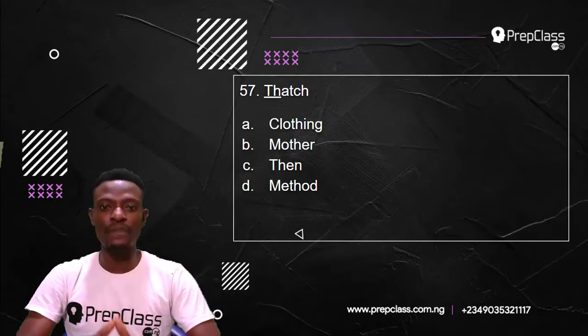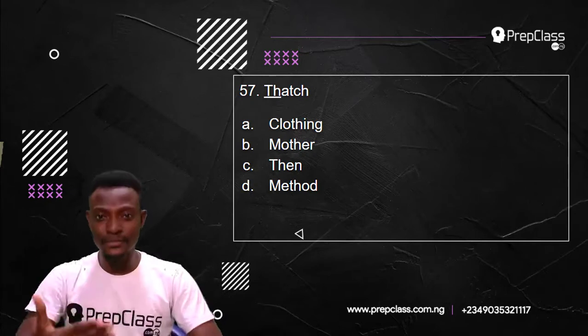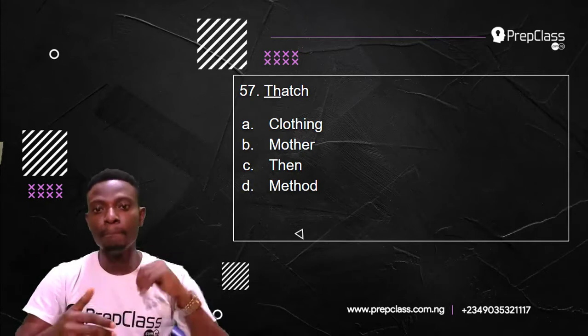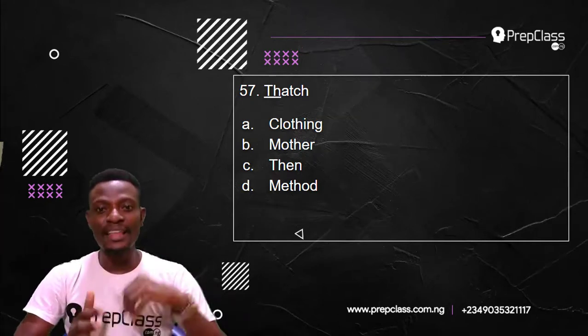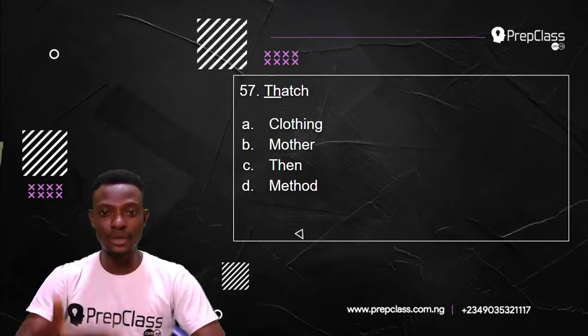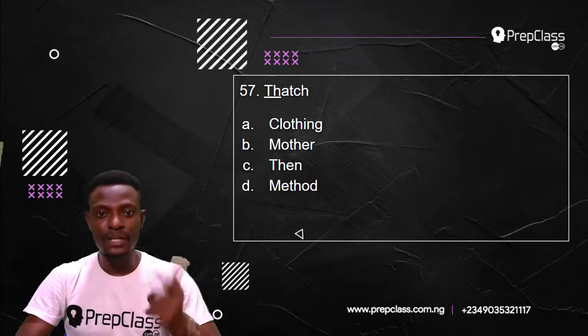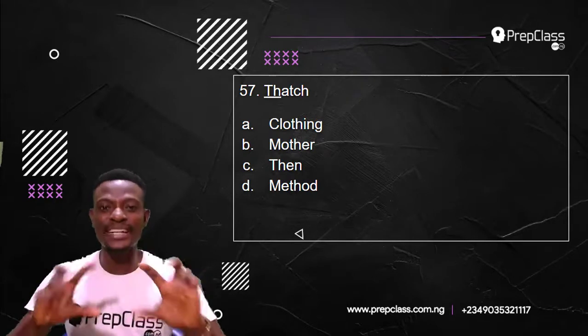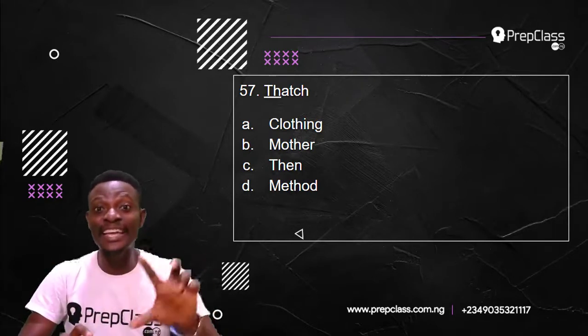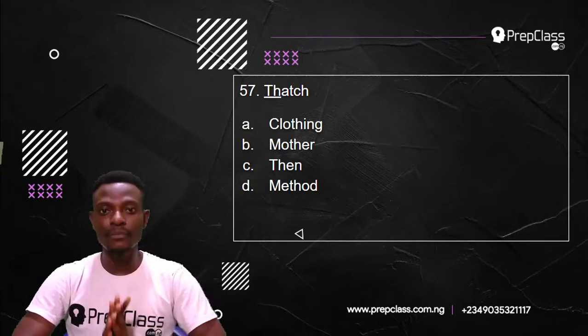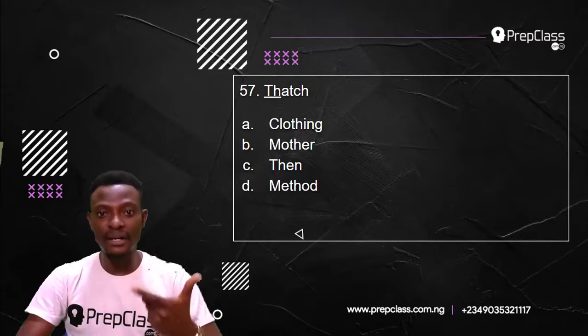The options we have are option A, clothing. Option B, mother. Option C, then. Option D, method. Now remember the word we have in the question is thatch. So we have to select the option that has the same sound where we have TH in thatch. The sound we have there is th.